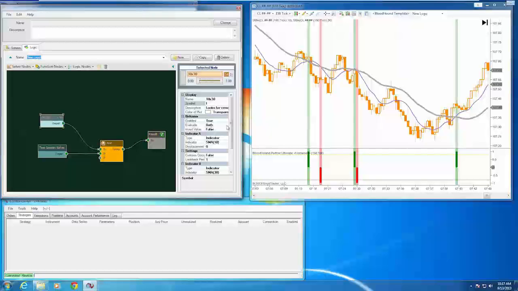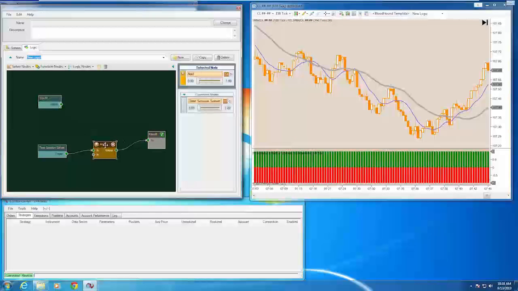Now, this is a little nuance with BloodHound that people sometimes get confused by when they're first starting out. BloodHound, remember, evaluates the long and the short side separately. So when you do the counting, it's going to count each side separately. Let me illustrate.